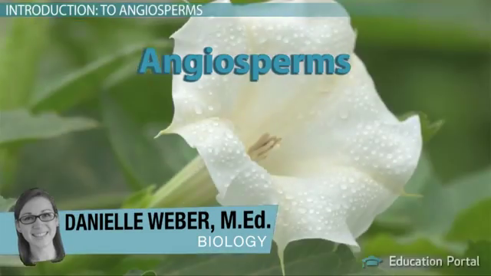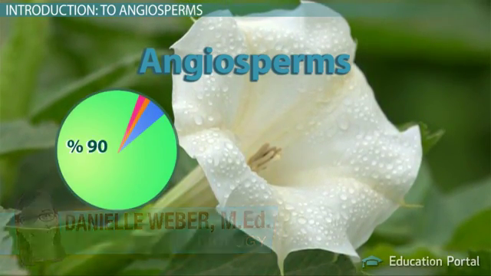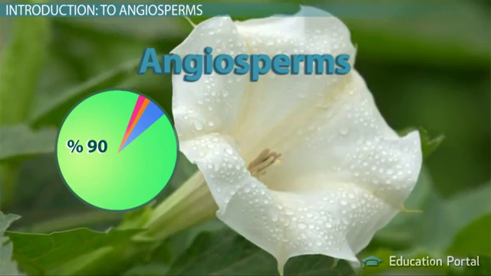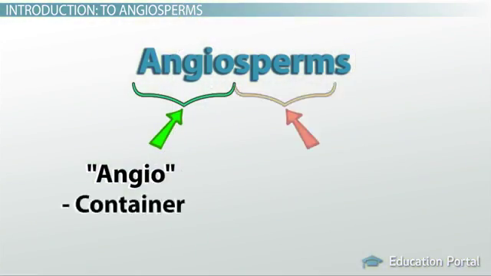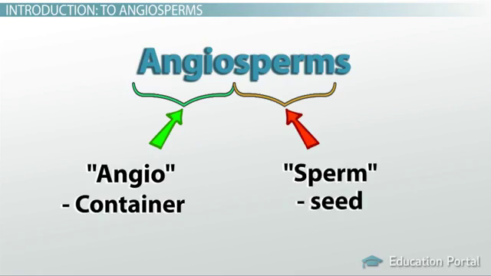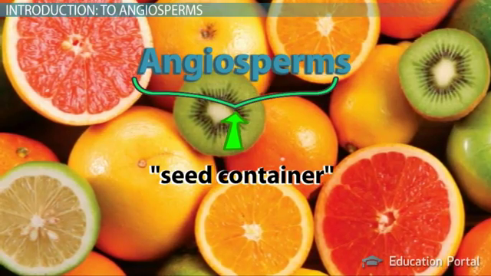Angiosperms are flowering vascular plants. They are the most common type of plant and make up over 90% of the plant species on Earth. The name angiosperm comes from two Greek words, angio, which means container, and sperm, which means seed. When we combine the terms, we get seed container, which is a very good description of angiosperms.